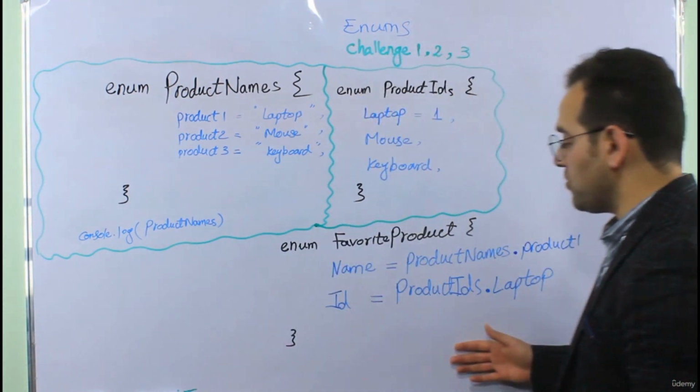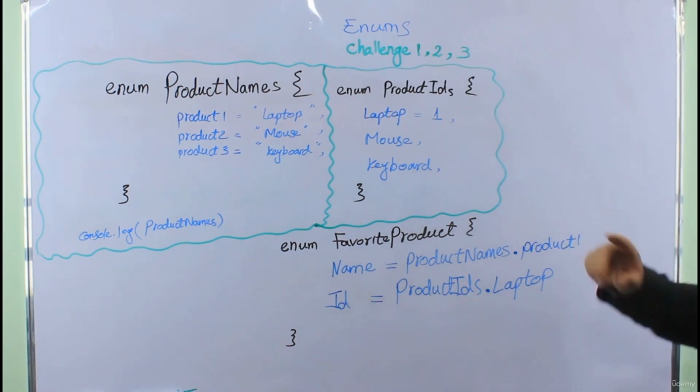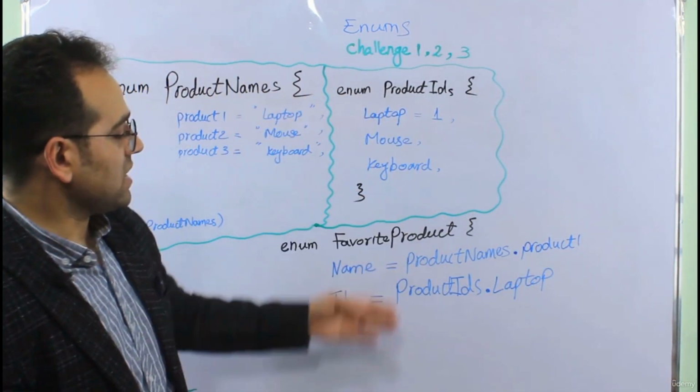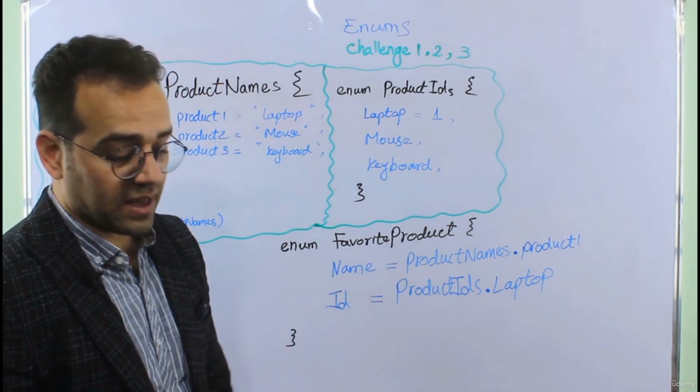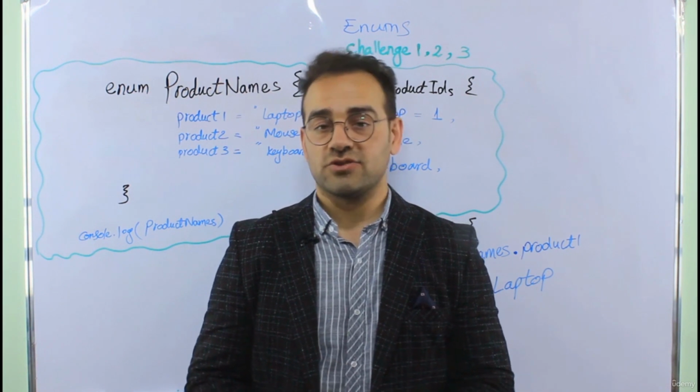Now that is very simple, and I don't really have to write that here. So I think that is it. So this was the first challenge for enums. This was the second challenge, and this is the third one. And that's it for enums. See you in our next challenge.